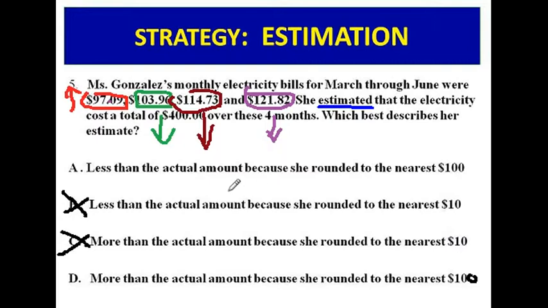Okay, so let's say that we have a choice between A and D now because we know that she rounded to the nearest 100. It says which best describes her estimate. Is her estimate going to be a little bit lower than the actual or a little bit higher? Well, on 3 of them, she rounded down, so her estimate's going to be a little bit less than the actual because she rounded to the nearest 100. So A is going to be our answer.